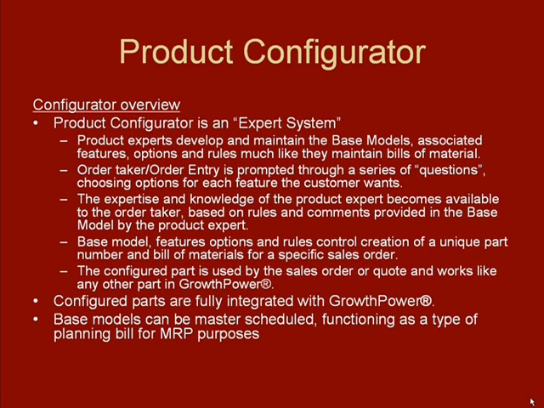Base model, features, options, and rules control the creation of a unique part number and a unique bill of material for a specific sales order. The configured part is then used by the sales order, or the quote, and works just like any other part in GrowthPower. Configured parts are fully integrated with all of GrowthPower. They can be used on bills of material, on sales orders, in work orders, and are properly processed by MRP. Base models can be master scheduled, functioning as a very powerful type of planning bill for MRP purposes.